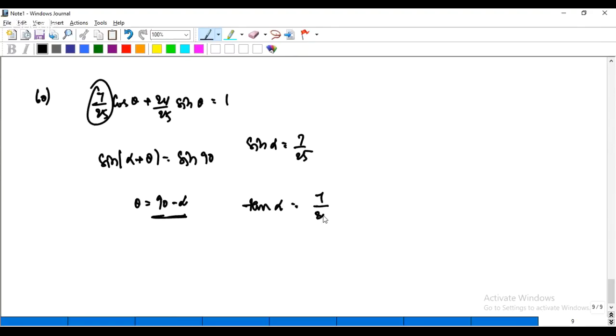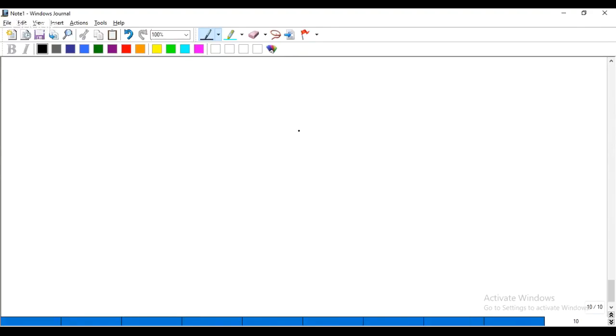Which is equal to 7 by 24, because sine theta is 7 by 25, sine alpha is 7 by 25, and cos alpha is 24 by 25. Next, look at the maximum value of the expression 61, which you can write as 3 minus 4x minus 5x square.